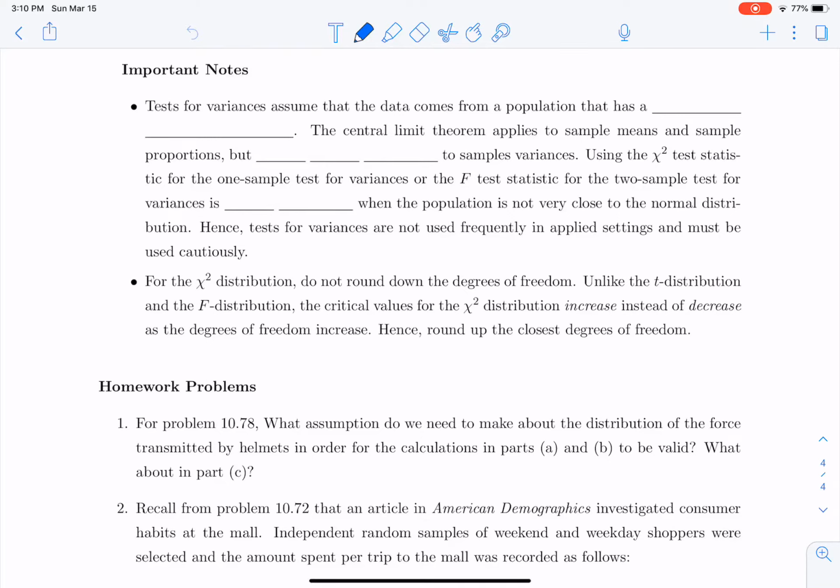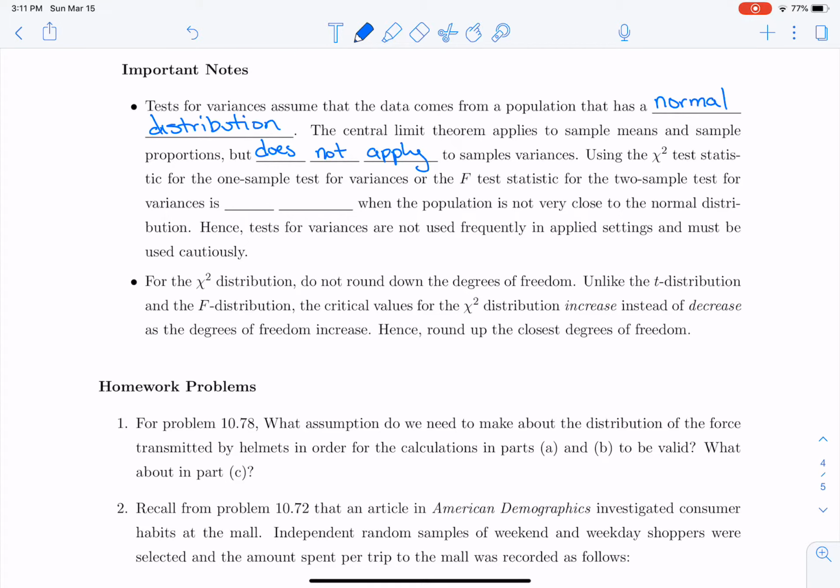Let's conclude with some important notes about hypothesis testing for variance. Tests for variances assume that the data comes from a population that has a normal distribution. We saw this before when we were looking at confidence intervals for variance. Remember that the central limit theorem applies to sample means and sample proportions, but does not apply to sample variances.